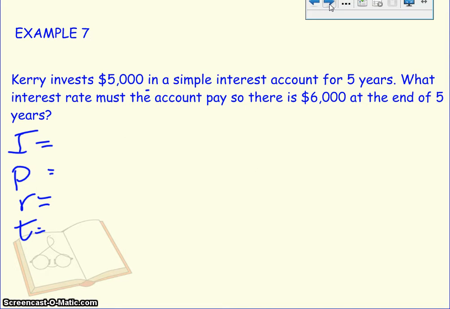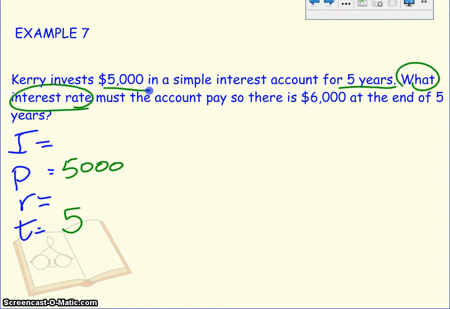All right, moving on to the last example for this unit. It says Carrie invests $5,000, so that's my principal. And notice I'm writing it as I'm reading it. That way I can focus on the pertinent information. It's a simple interest account for 5 years, so my time is 5 years. It says what interest rate. Now the key word here being rate. So question mark goes in the rate. Must it be so that there is $6,000 in the account at the end of 5 years?